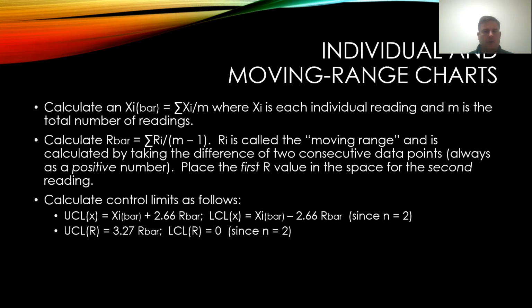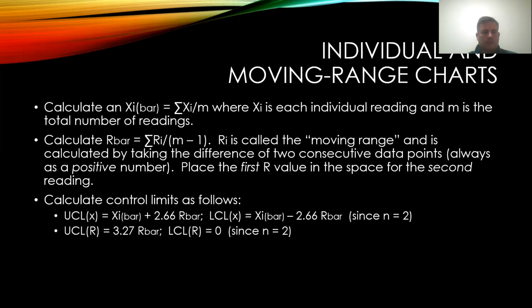And then you want to calculate R bar, which is the summation of the ranges of individuals, divided by M minus 1. The R individual, RI, is called the moving range, and it's calculated by taking 2 consecutive data points. It has to come out positive, right? So if it comes out as a negative number, you just make it positive. And then you place that first R value in the space for the second reading. Then you would calculate this as follows.